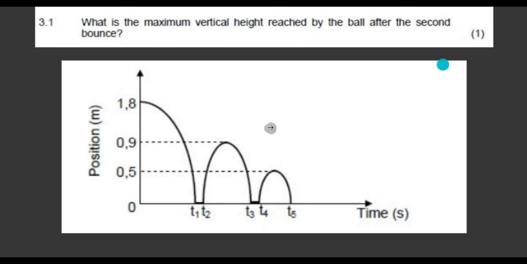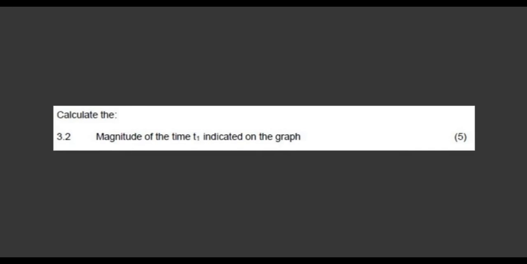So this means that you need to be able to interpret these types of graphs in general. You need to be able to take information from them and use it. So it's just 1 mark, it's just a matter of analysis. Question 3.2 requires us to calculate the magnitude of time t1 indicated on the graph. So let's see how we would go about solving that particular problem. In question 3.2, we need to find the magnitude of the time t1 on the graph. That whole question is worth 5 marks, so it means that you'll need to work extensively.